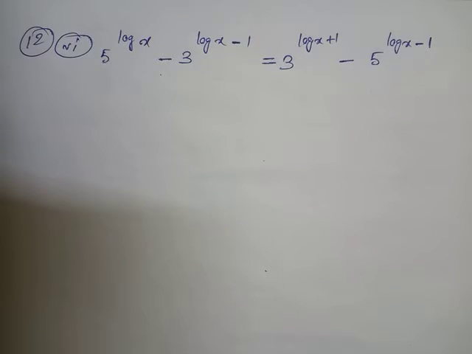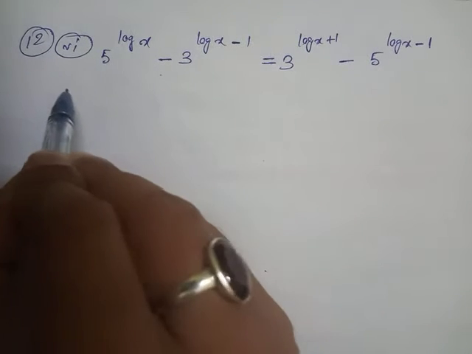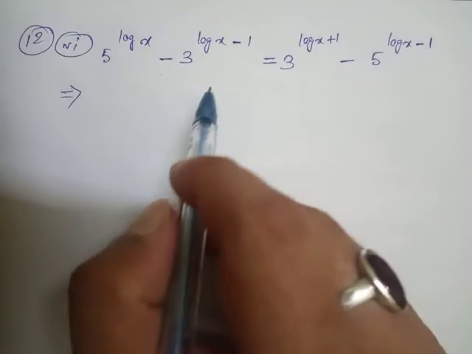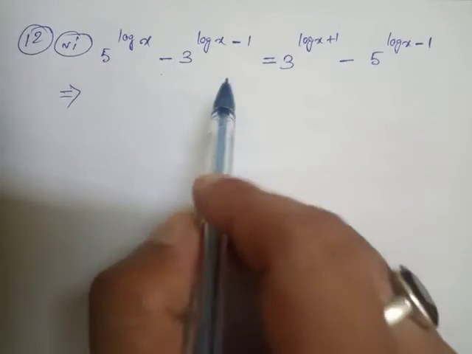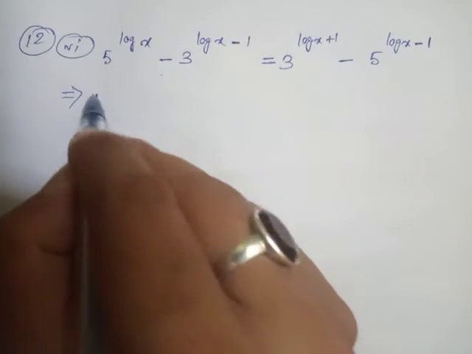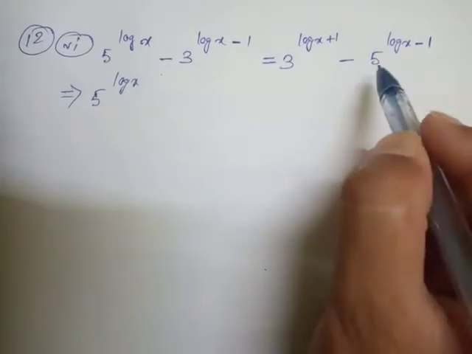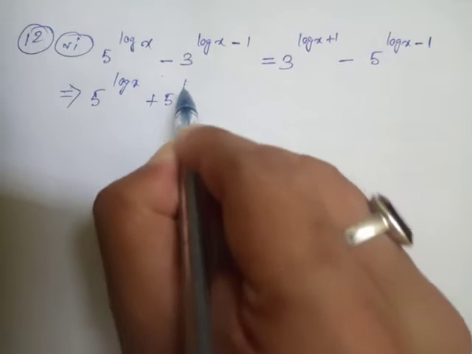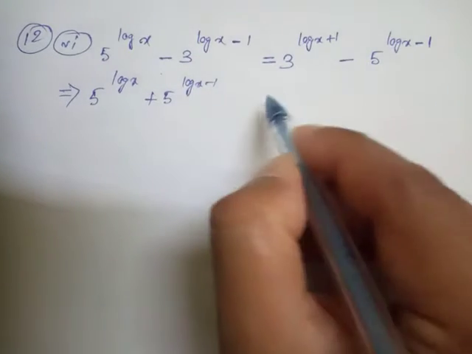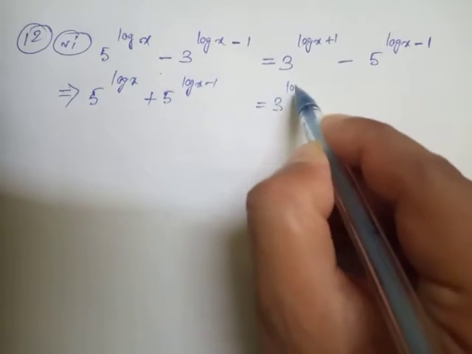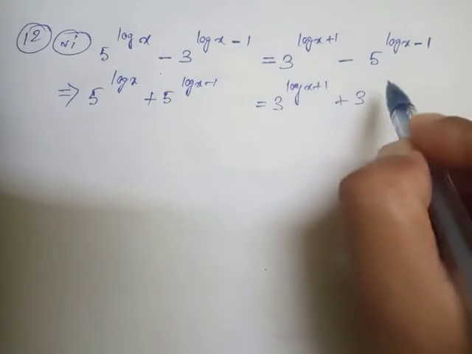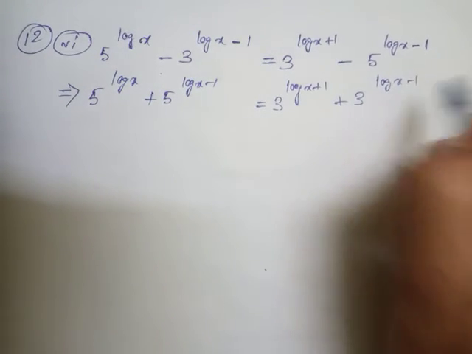Student, now look here at how to solve this question. First of all, I will just interchange some values. There is 5 log x, we'll take this one here. There is minus, it becomes plus after interchanging, 5 log x minus 1, and there is 3 power log x plus 1, we'll take this one on that side, and it becomes plus 3 log x minus 1.